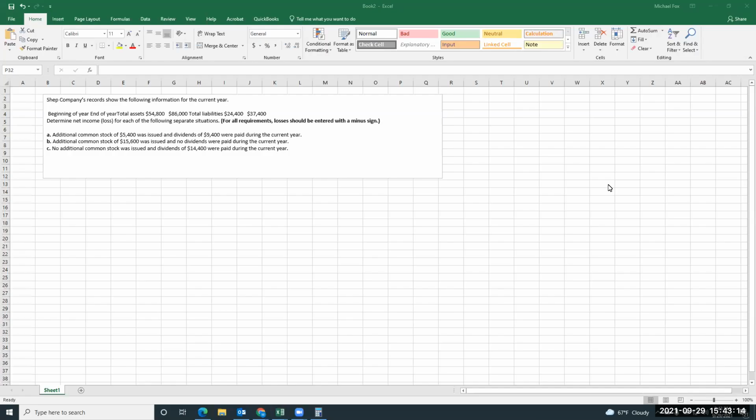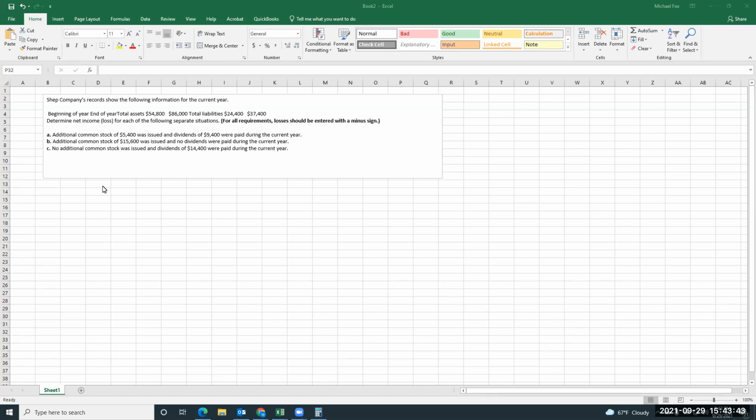Hey everybody, this is problem 11 from the week 3 quiz, covering chapters 1 through 12. I saw a lot of people seemed to be struggling with this one, so I'm just going to put this out there for you. It tells us that the Shep Company's records have the following information for the year, and it gives us their total assets and total liabilities at the beginning and the end of the year. Then it wants us to determine the net income or loss from each of the following situations, taking each one separately.